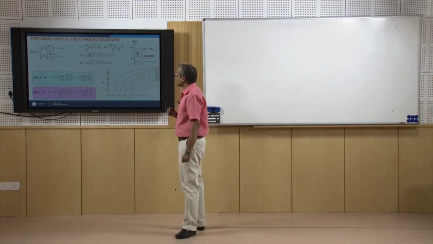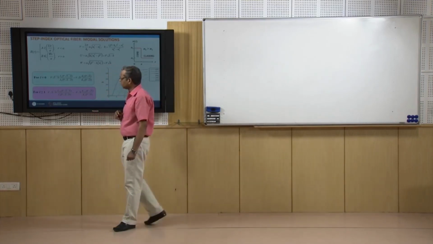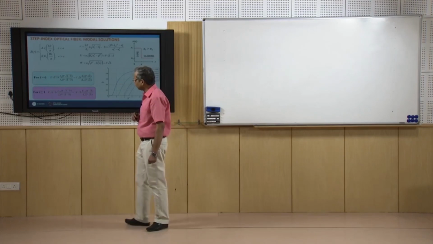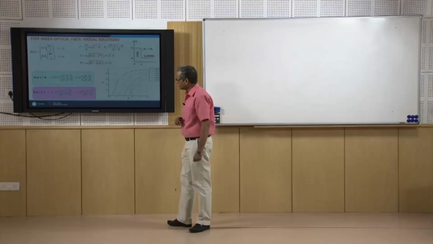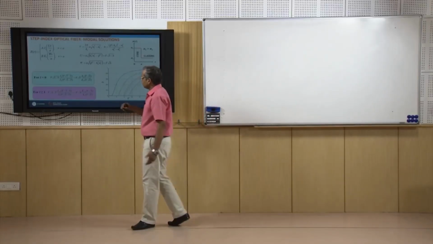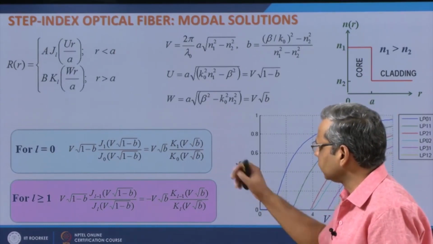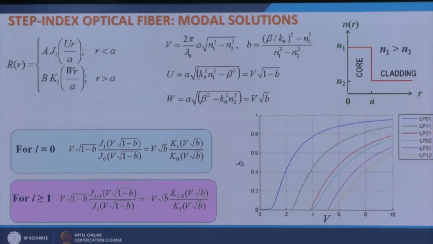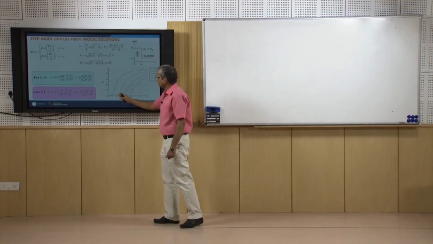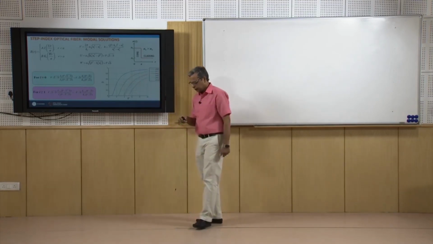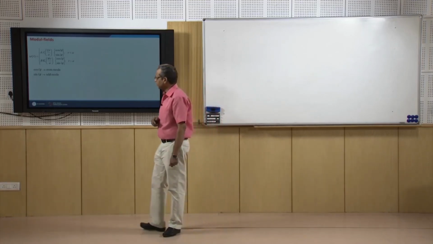So, we had seen that the propagation constants of the linearly polarized modes of this fiber satisfy these transcendental equations or the eigenvalue equations. After solving these equations for a given value of V, I can find out the propagation constants B of various modes of the fiber, and if I plot them as a function of V, they look like this. So, this we had done. Now, let us look at how the modal fields look like.